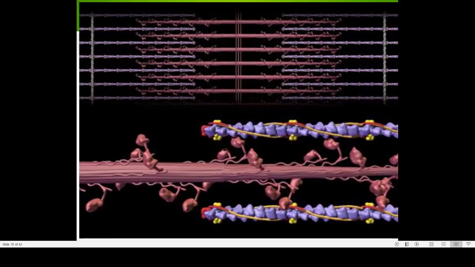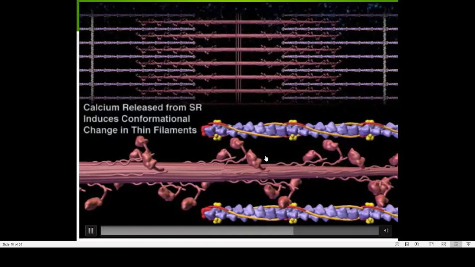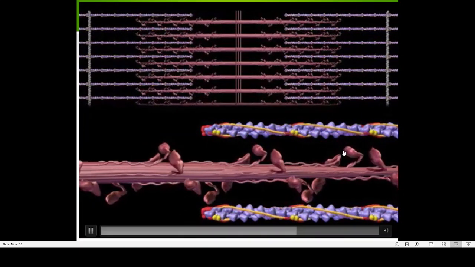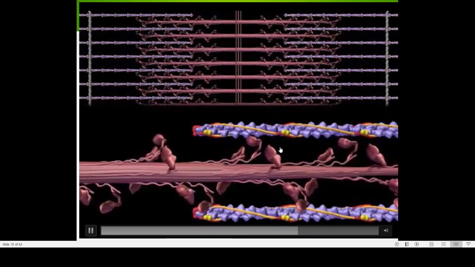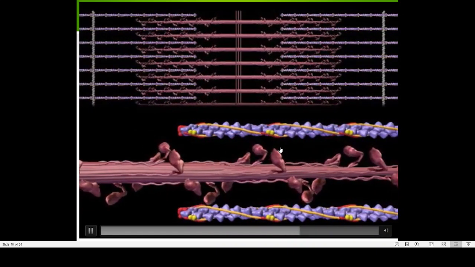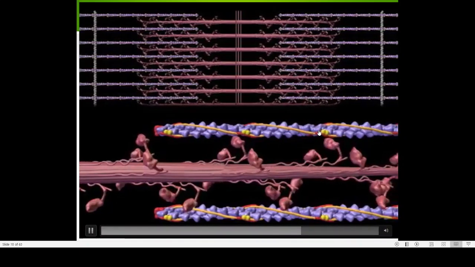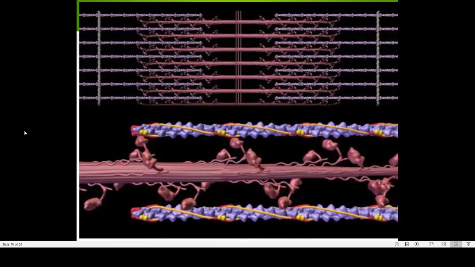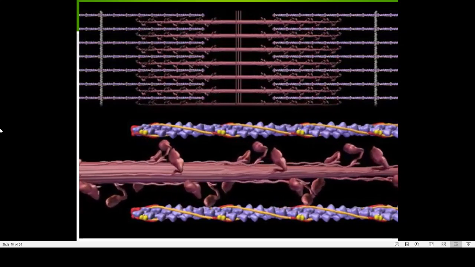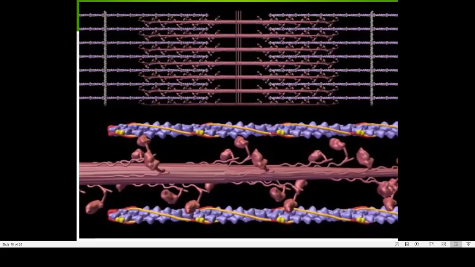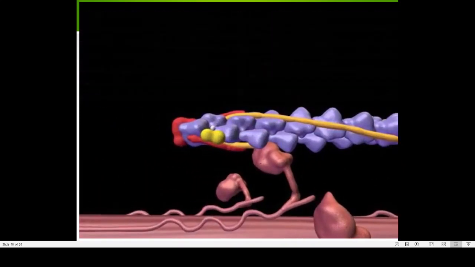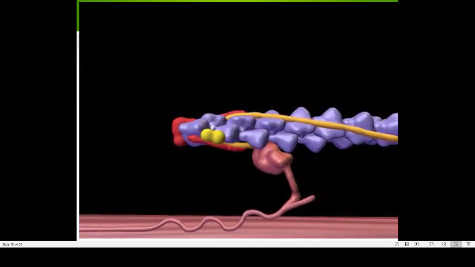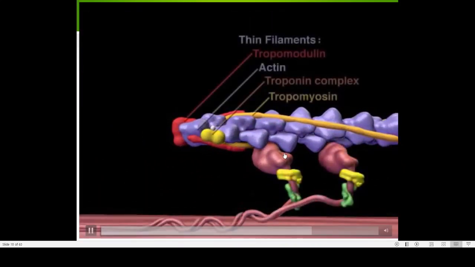Here also you can see that there are certain protein structures which are helping in this contraction, and these are known as the myosin head. They are actually proteins and they are actually pulling it. So this is known as the myosin head. They will be attaching it and pulling it using energy released by the ATP. So for this attachment, energy is needed.